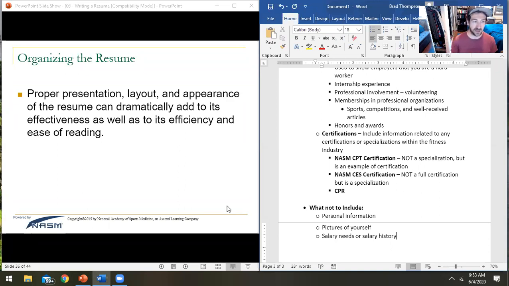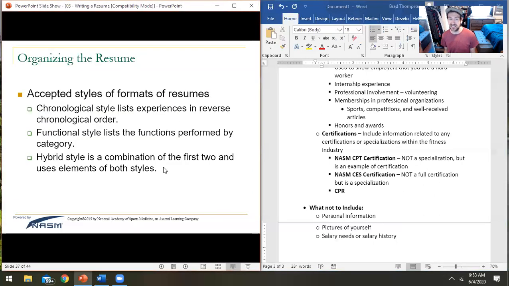Proper presentation, layout, and appearance, obviously really important. We've been talking about that all day. The reason for that is because we want it to be as efficient and easy to read as possible. So there are a couple different accepted styles of resumes. You saw two different versions here today.